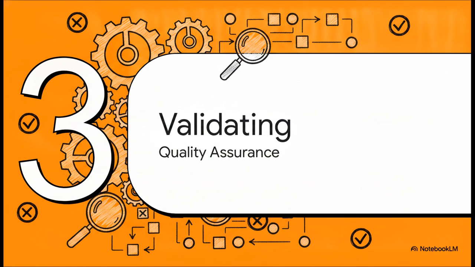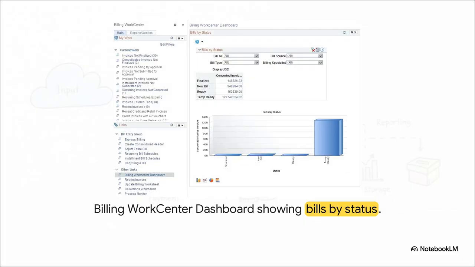Section 3. Validating in the Work Center. Quality Assurance. Now, moving into validation. Managers obviously need a bird's-eye view of this whole factory. The Billing Work Center dashboard gives them a real-time snapshot of bills categorized by status, like finalized, new bill, ready, or temp ready. It's a great way to monitor the overall health of incoming bills and instantly spot if there's a bottleneck forming in the pipeline.